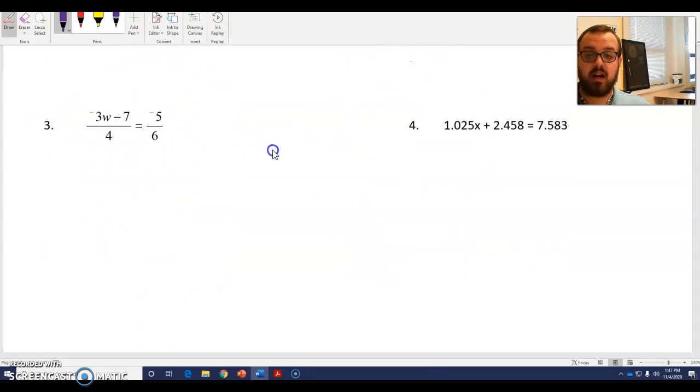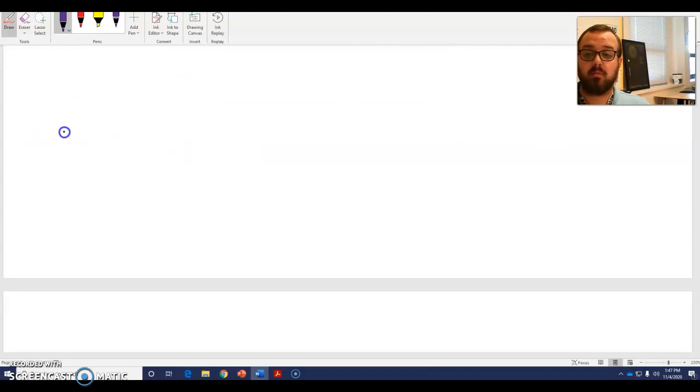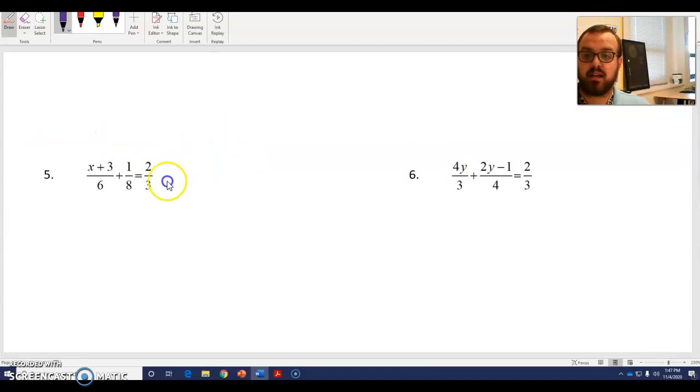Let's look at another one. Number 3, we'll come back to in a second. Let's jump down here to number 5, all right? So we have x plus 3 over 6 plus 1 over 8 equals 2 over 3. Excuse me. So, we're going to find a common denominator between all these. What number do 6, 8, and 3 all go into? In this case, that number would be 24. So, I'm going to go ahead and multiply all my numerators by 24.